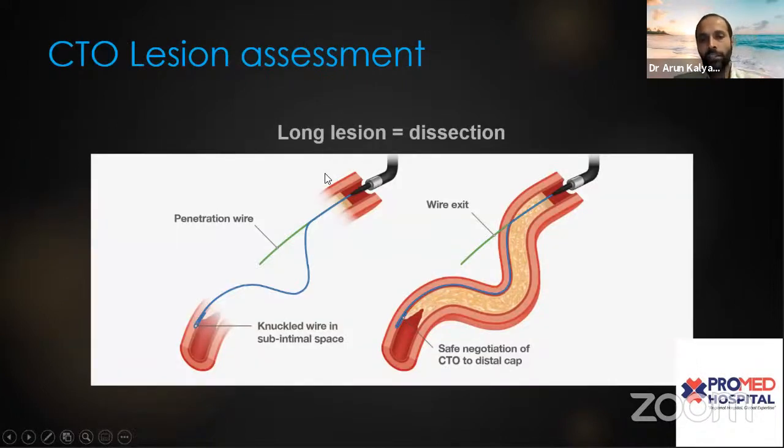So the theoretical construct is that when you have an ambiguous course or a very tortuous vessel, a stiff wire tends to go straight. It's just the physics of it. So when you have a knuckle, these tend to follow the natural course of the vessel. And once you get to the distal cap, you have ways to re-enter.